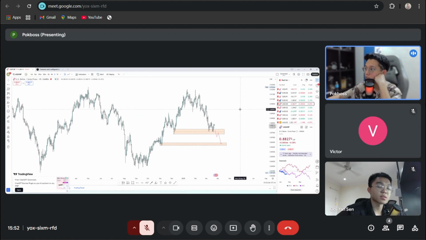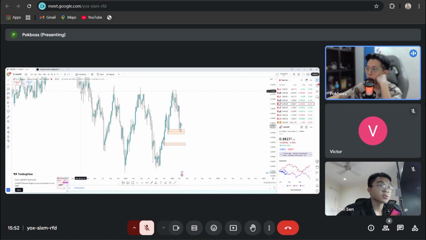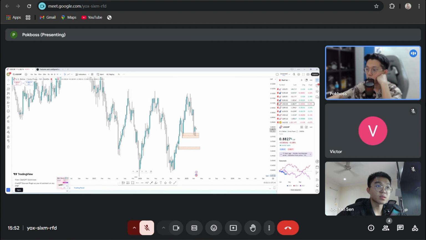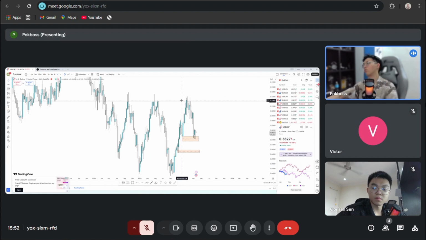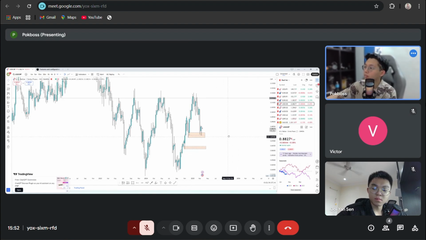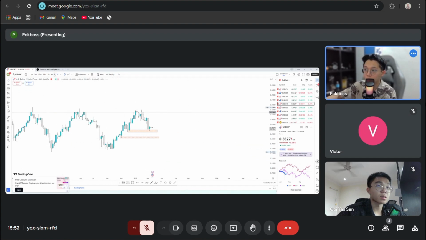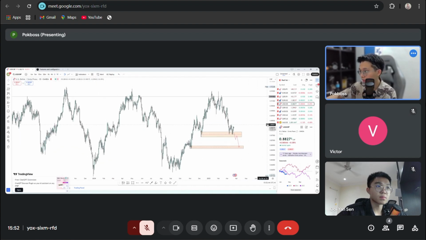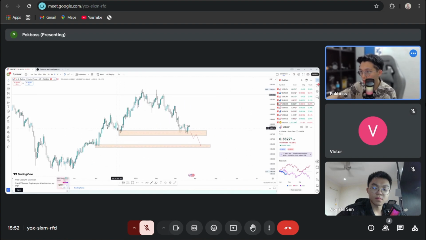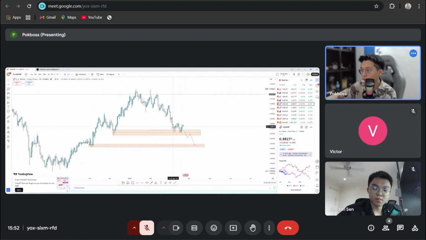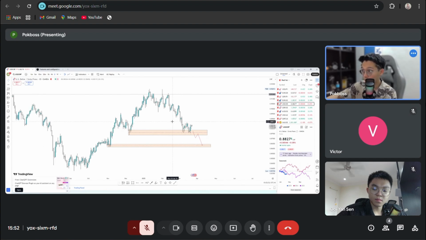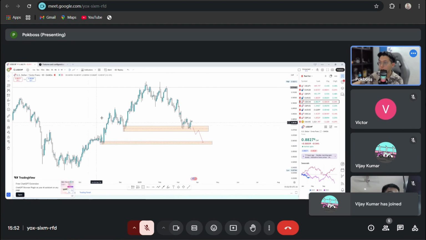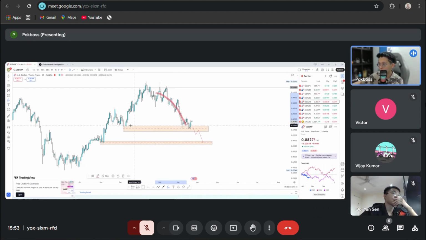Okay, let's see USD CHF. Let's go to the weekly time frame. Here we can see the resistance level, and price hit the resistance level and it hit a strong demand zone in the daily time frame. So we focus on sell because the price hit a weekly resistance level. But the price also hit a strong demand zone here.